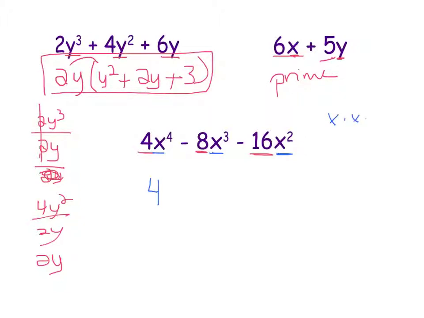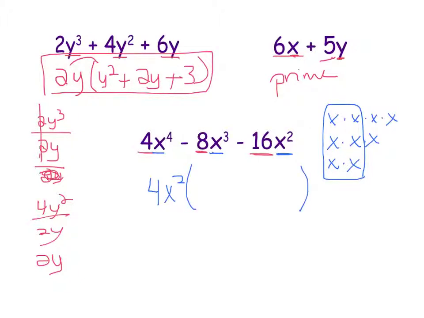And I'll write this out so you can see it. X times x times x times x is x to the fourth. X times x times x is x to the third. And x times x is x squared. They have 2 in common. So that's the greatest number of x's I can pull out. Alright, 4x squared times what gives me 4x to the fourth? Please write it out like this if you need to. See, the 4's cancel. X to the fourth divided by x squared. Remember, if you're dividing exponents with the same base, you subtract the exponents. So that would be x squared. This is minus, so it's going to be minus.